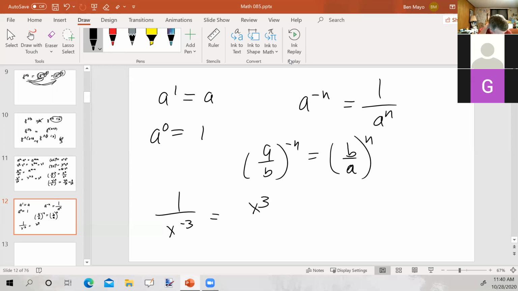We'll find out here. So now what we're going to be doing is using these rules, but now we can deal with exponents that are fractions.